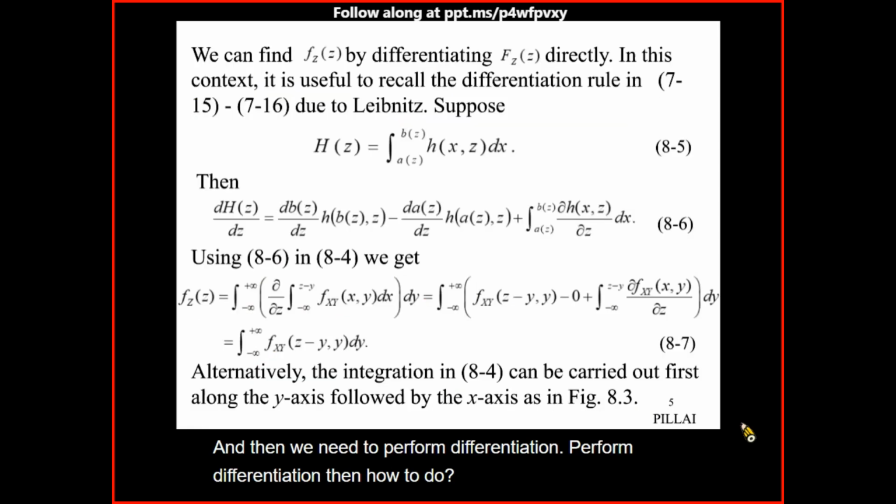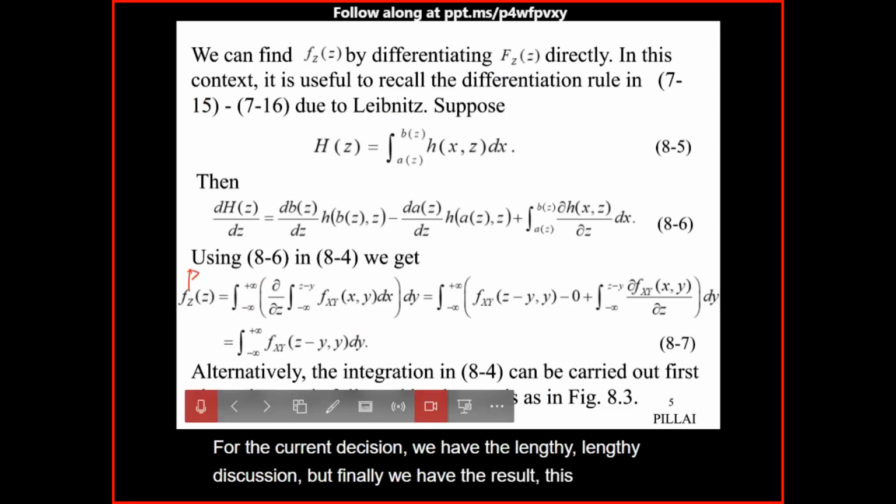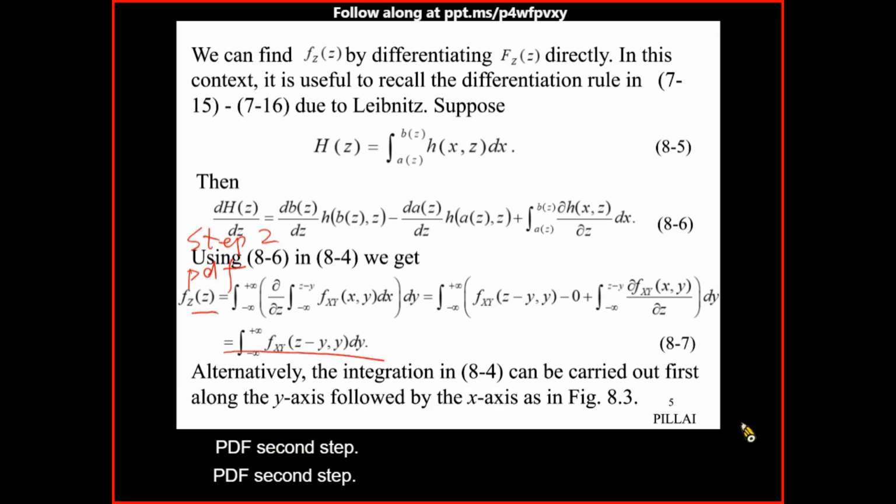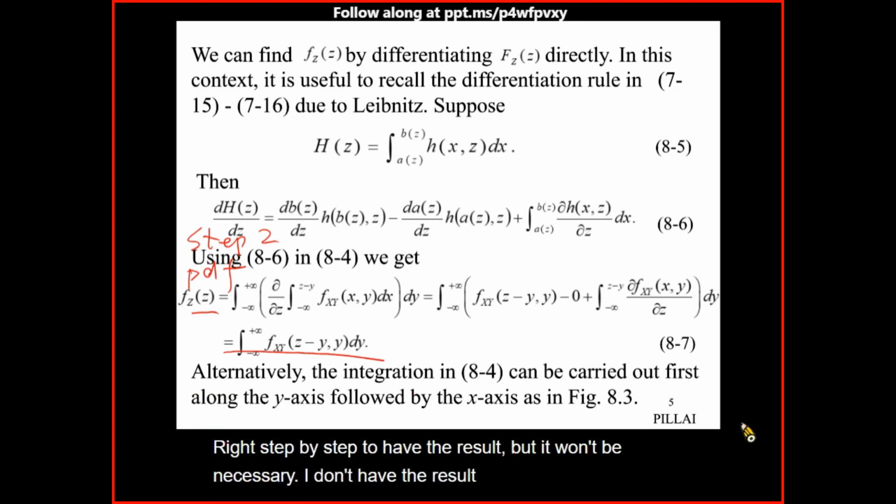For the current distribution, we have the lengthy distribution, but finally we have the result, this one. PDF, second step. Right? Second step to have the result. But it won't be necessary. There you have the result using the chain rule.